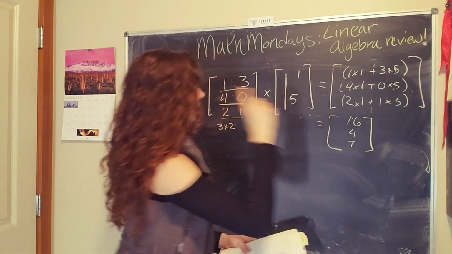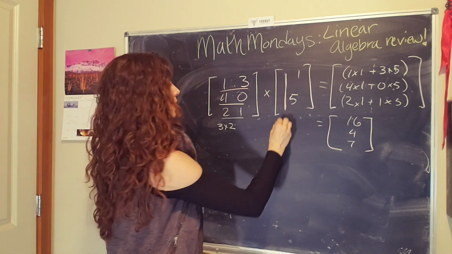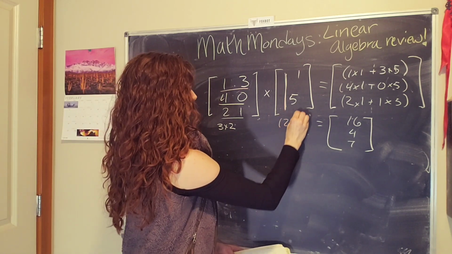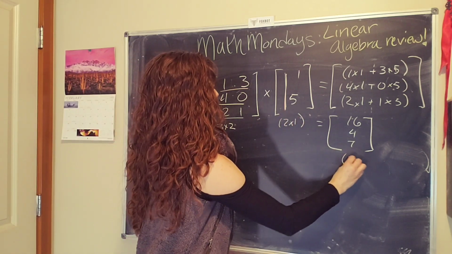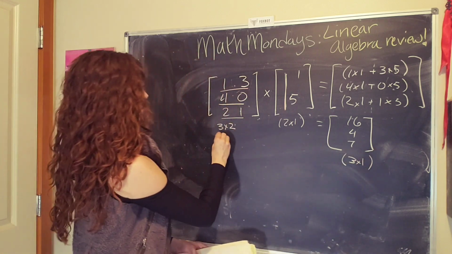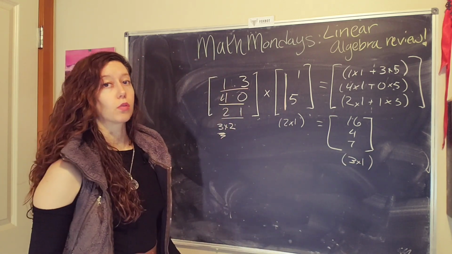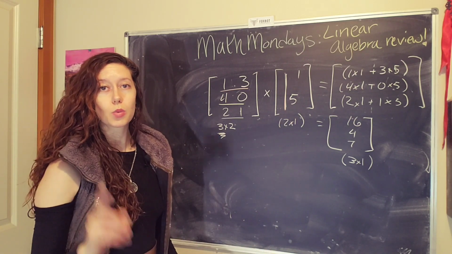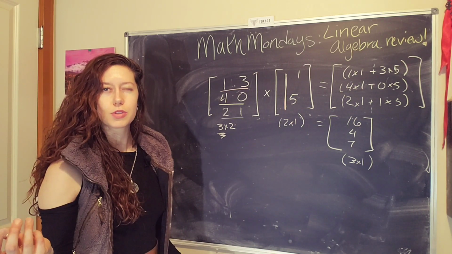and 7. So the important thing to note here, we multiplied a 3 by 2 matrix by a 2 by 1 matrix, and we got a 3 by 1 matrix. So the number of rows stays the same, but now our matrix only has 1 column. Oh, interesting. Kind of sad.